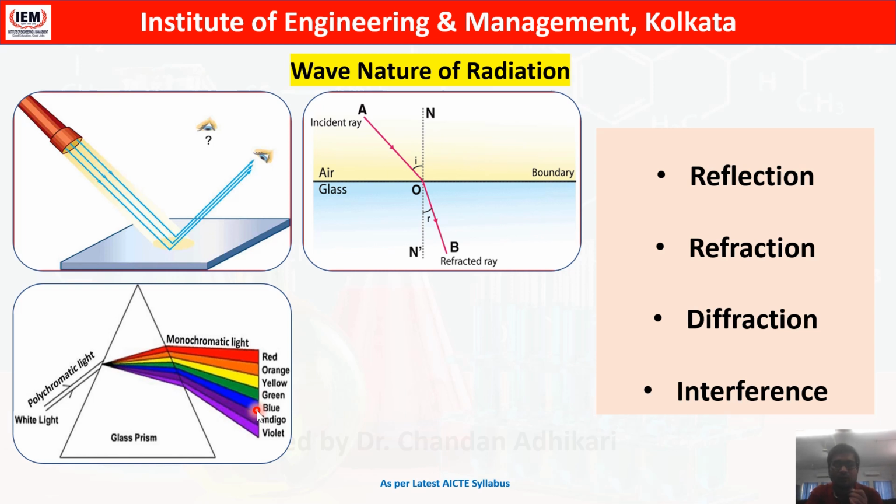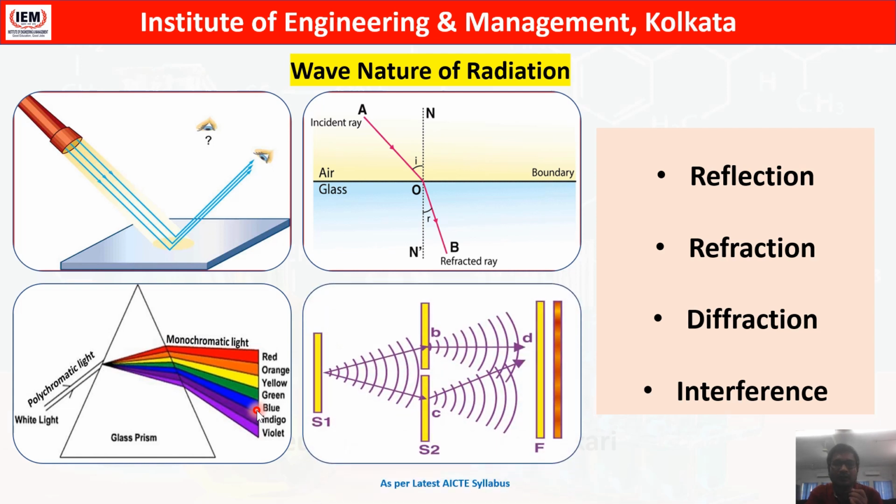That is known as diffraction. Then interference. Interference is again a property of radiation where some waves combine constructively, some waves combine destructively, and interference patterns are found. So all these properties, reflection, refraction, diffraction and interference, have been justified or proved by the wave nature of radiation. But there are a few properties which cannot be explained by the wave nature of radiation.